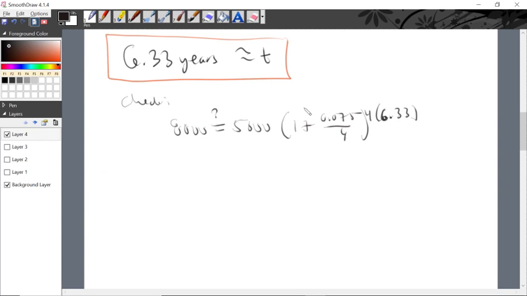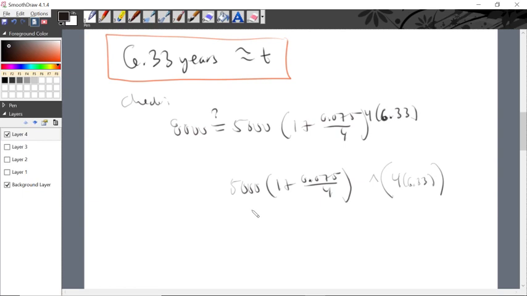5,000 times the quantity 1 plus 0.075 divided by 4. Close that parenthesis. And then on the calculator, I'm going to raise to the power of, parenthesis, 4 times 6.33 on the right-hand side, like that. All right. If I didn't include these parentheses here, then it's only going to raise it to the power of 4, and then it's going to multiply that whole result by 6.33, which is something different than what we want. So 4 times 6.33, okay?